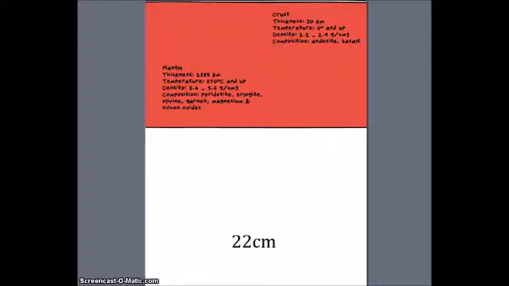Now the next line you're going to draw is 22 centimeters from the top of the page. So 22 centimeters from the top of the page, you're going to draw a line. And this represents the lower boundary of your outer core. So I gave the outer core a nice yellow color. So that's my outer core there. I'm going to write some information about the outer core.